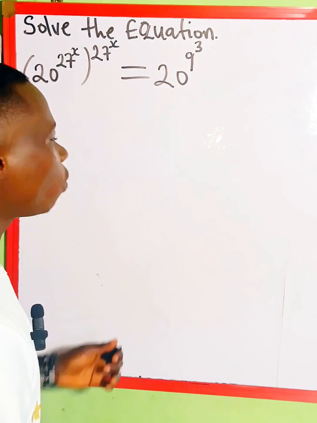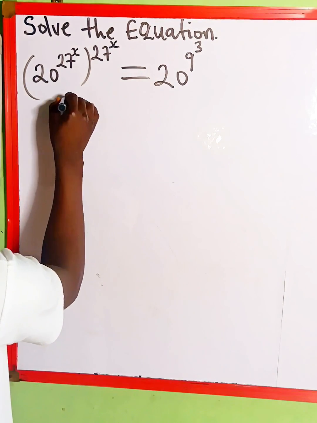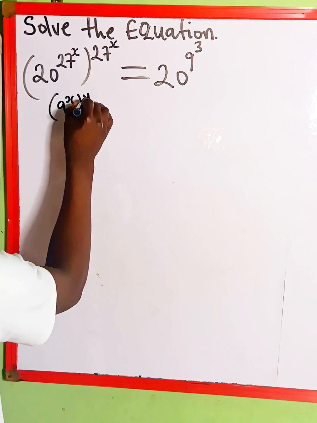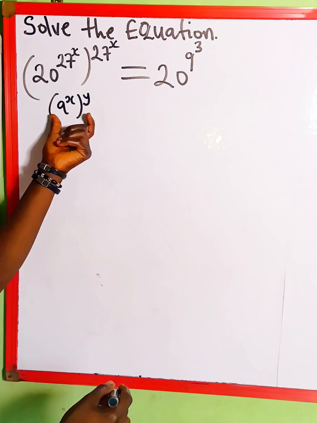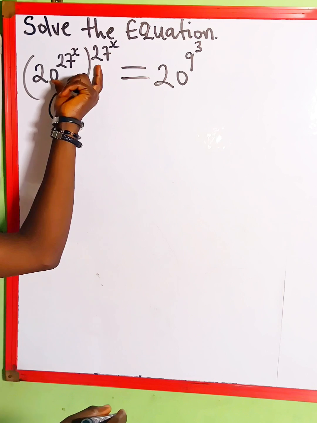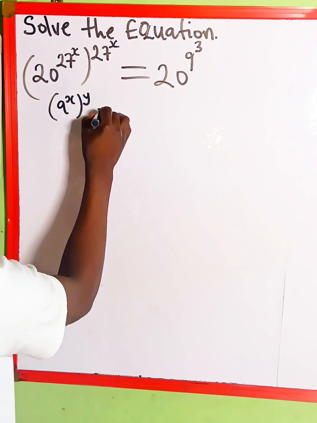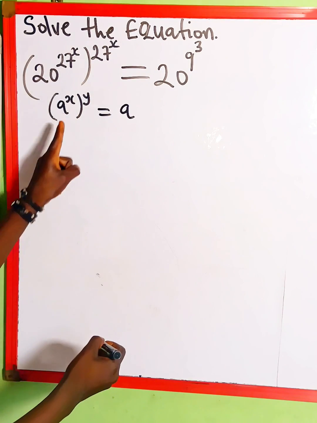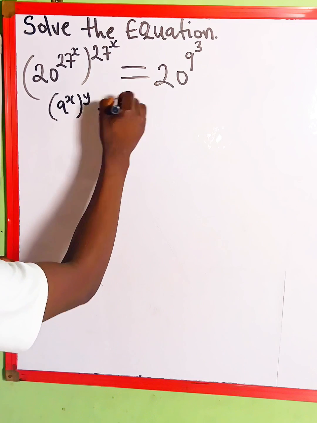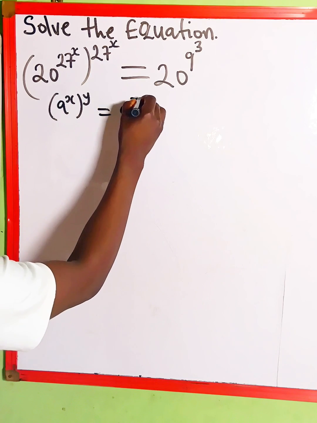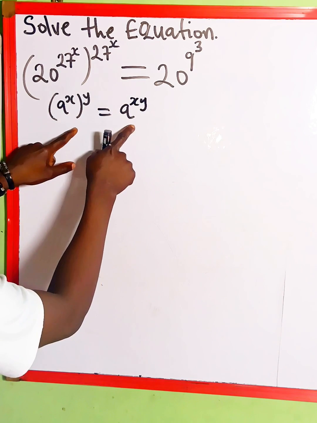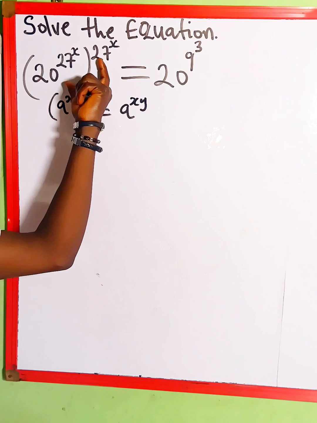of indices. Recall that when we have a raised to the power of x, all raised to the power of y, if you look at this expression, it's in this form, the left hand side of this equation. This can be simplified as what? A raised to the power of, then we multiply the two powers together. x multiplied by y is going to give us xy. So this is the property we are going to apply to the left hand side of this equation.